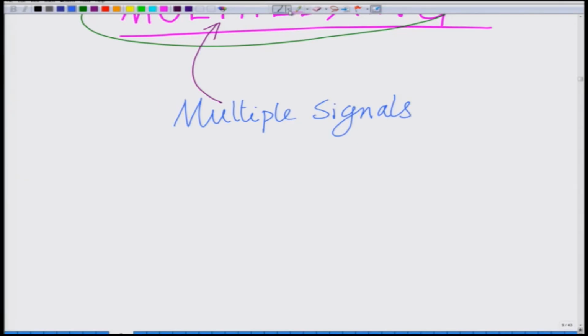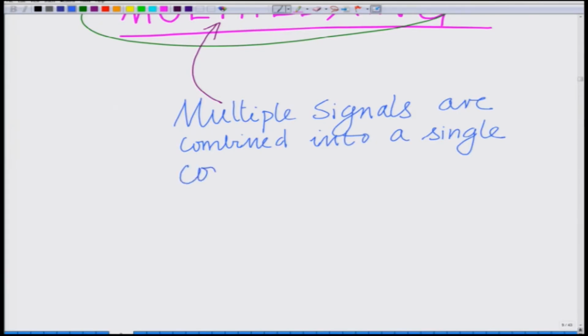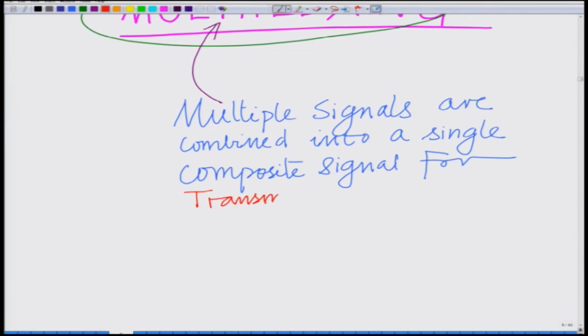Multiple signals are combined into a single composite signal for transmission over the channel. Okay. So, multiple signals are combined into a single.